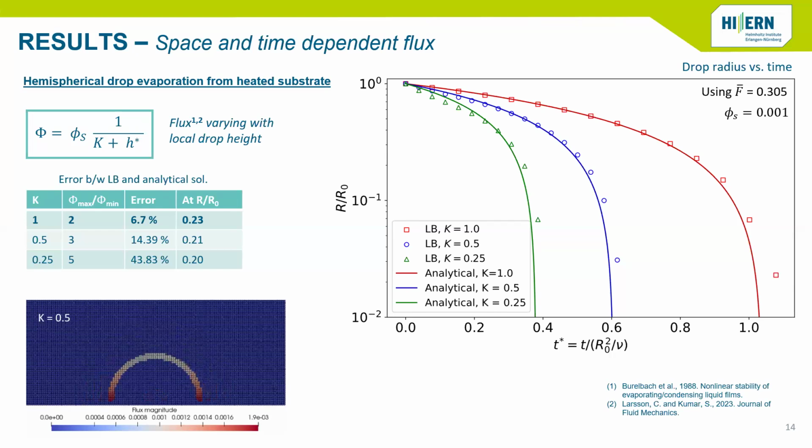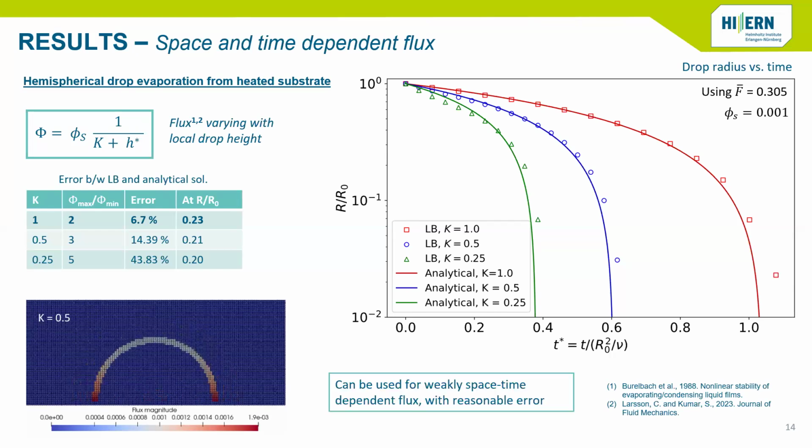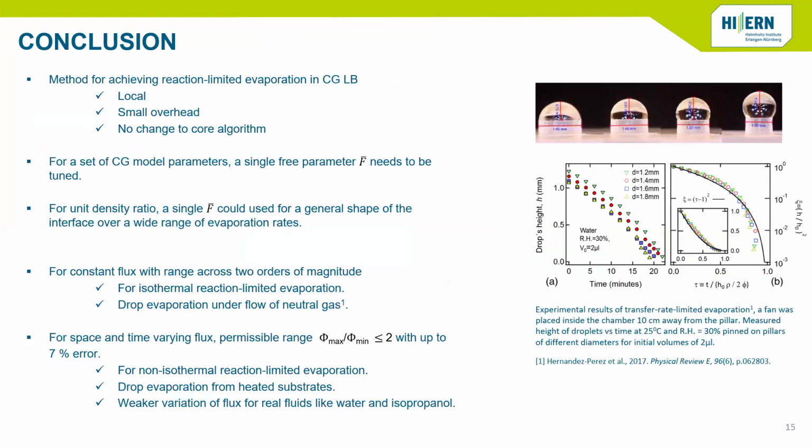I'm saying this because in the formulation I made, I just assumed the flux was constant. But the other important thing is that for practical values, the value of this K is usually of the order of 1. So the flux in the case of liquids like water and isopropanol does not actually vary that much in reaction-limited evaporation. So this brings me to the conclusion of my talk.